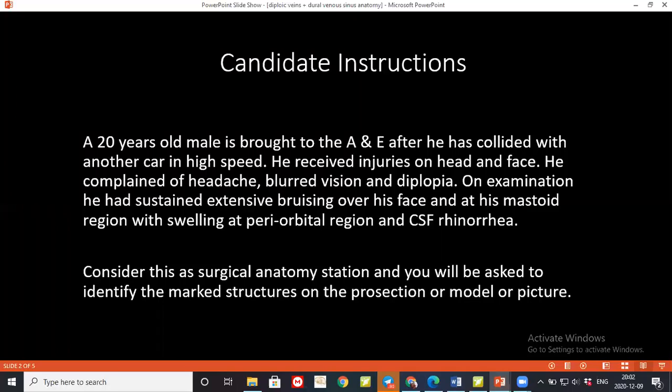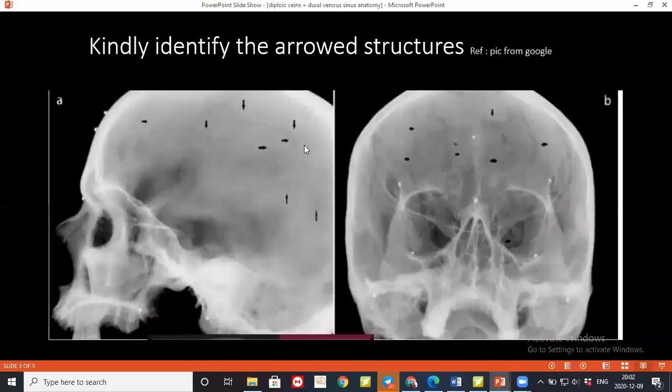Right, so if you have read and understood, let's begin our session. What do you see? What are these arrows pointing at? Diploic veins. Okay, what are diploic veins? They are the veins that connect the extracranial veins with the intracranial veins. Okay, this diploic space to the dural venous sinus.